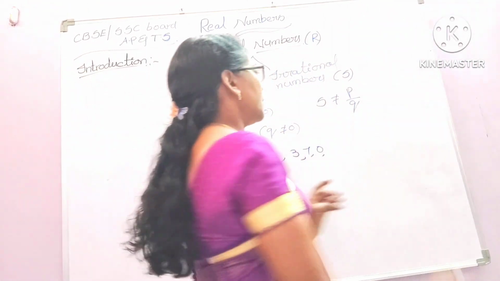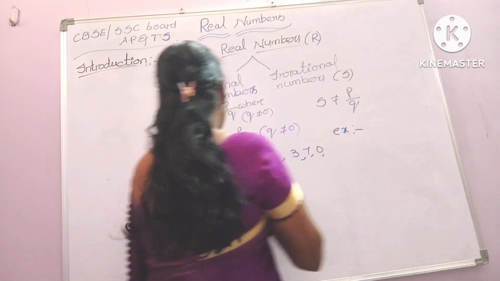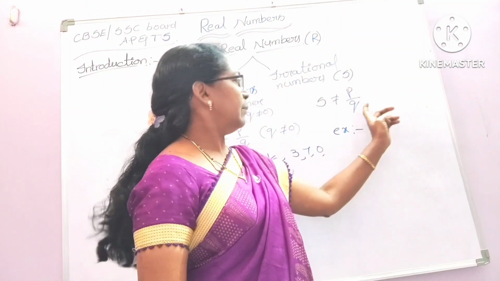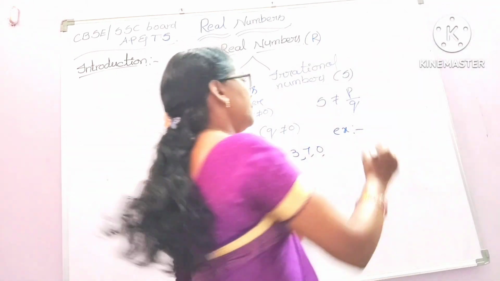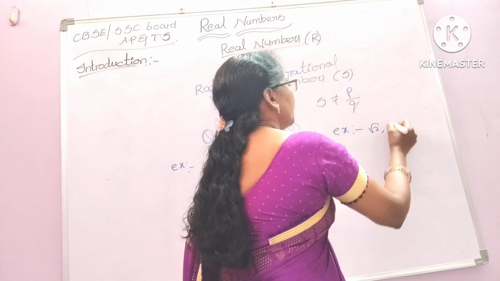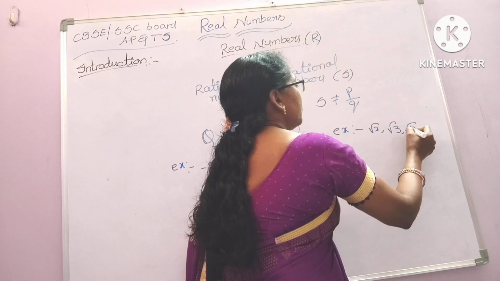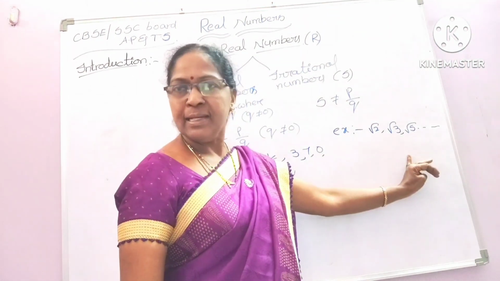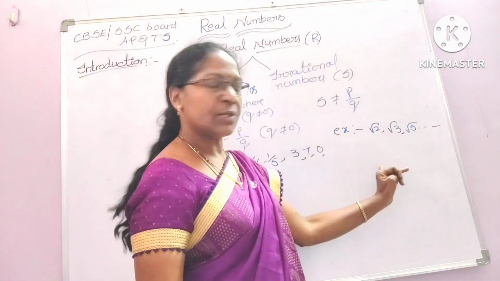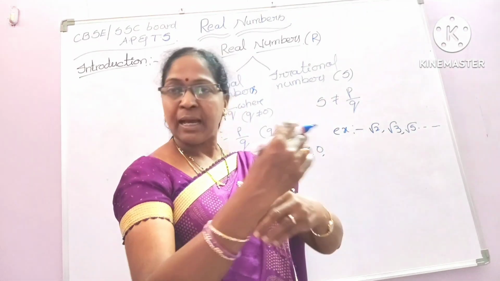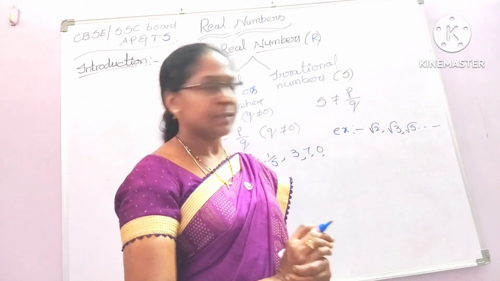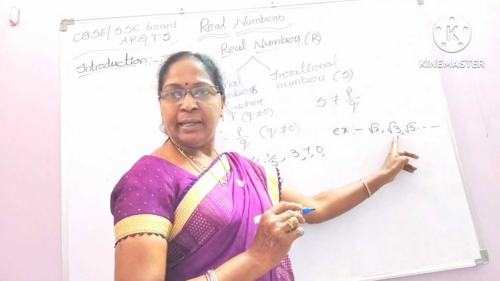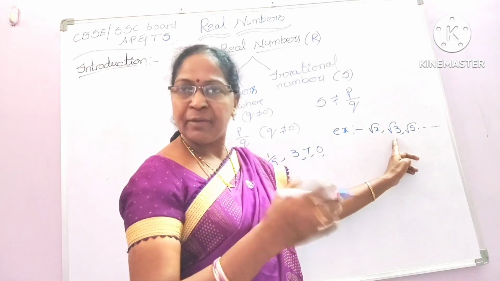And examples of irrational numbers. What I said here, the condition is the numbers which cannot be in the form of p by q. That means square root 2, square root 3, square root 5 and so on. These are all surds. S is the starting letter. Surds are the irrational numbers. These numbers are not perfect square numbers. Root 2 is not a perfect square number. Root 3 is also not a perfect square number.